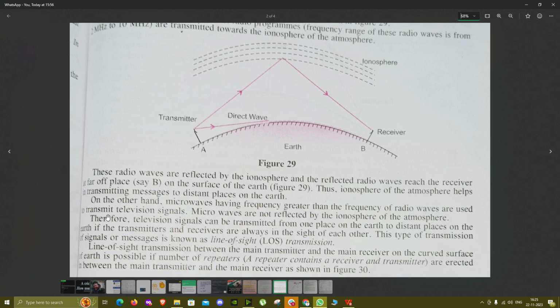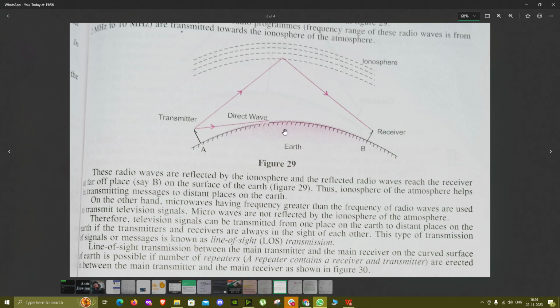But for our TV signals, high frequency waves, microwaves, have to be used, because they carry video and audio both. So a television signal can be transmitted from one place on the earth to a distant place if the transmitter and receiver are always in sight of each other. The transmitter and the receiver have to be in the line of sight. This type of transmission of signals or messages is known as line of sight transmission.